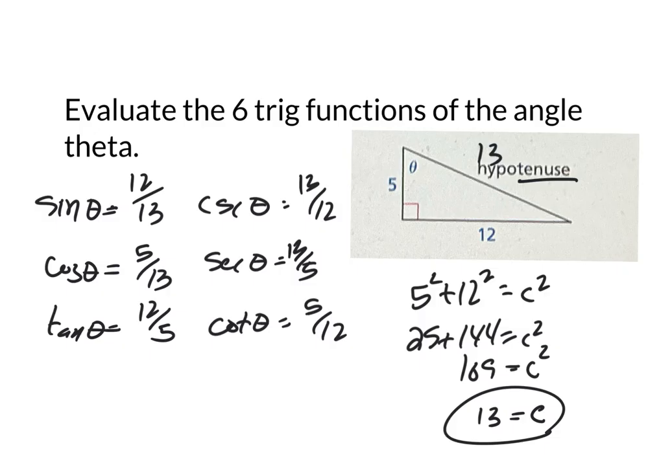So the first half of our assignment tomorrow is going to be doing just that. They're going to give you a picture of a triangle, right triangle. You find the missing side, usually, and then you find the 6 trig functions. Okay, hopefully you've done that before. If not, welcome.